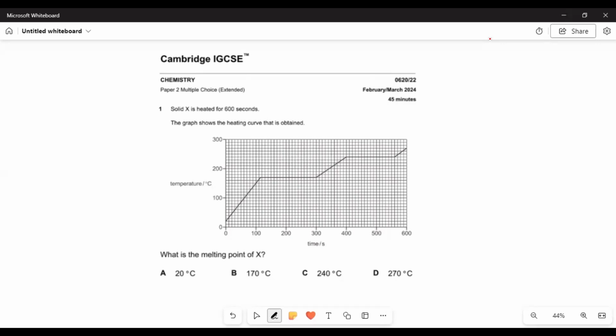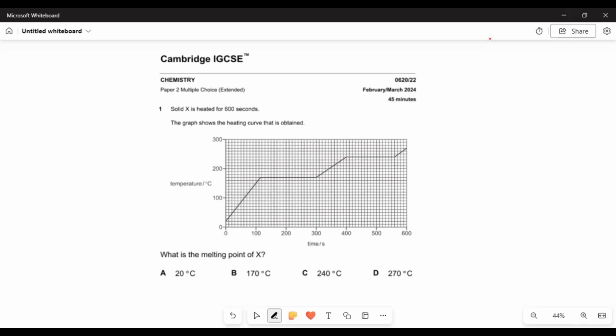If you know the heating curve and you remember what you have learned in your theory, that when a solid is heated, first it starts melting. When melting starts, its temperature does not rise and it remains constant until the whole solid is converted into liquid state. So this is the point where the whole solid is converted into liquid state. From here, the temperature is again rising.